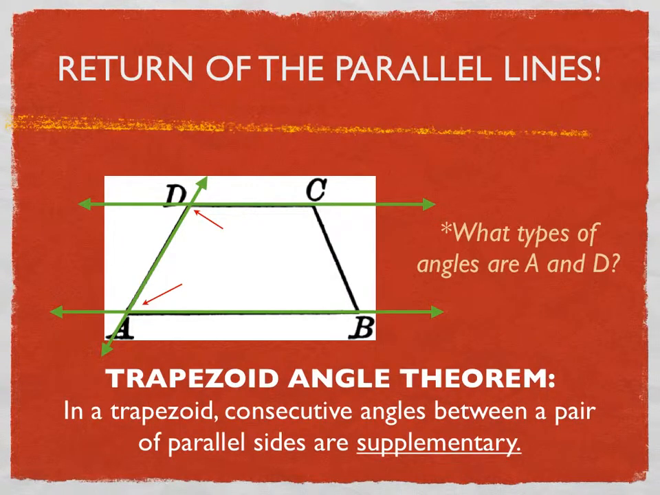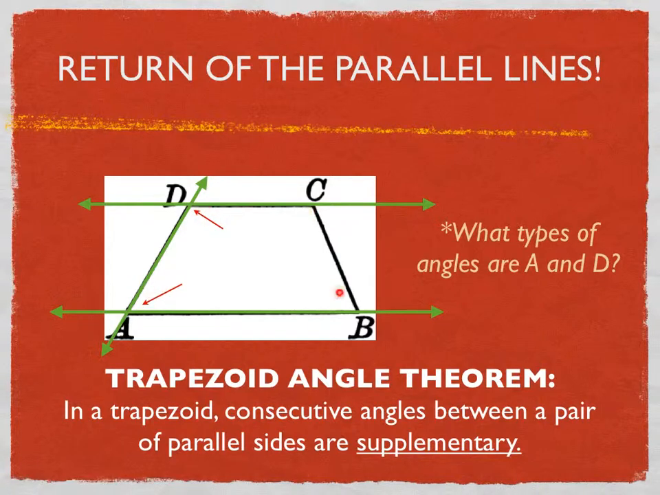We have a theorem called the trapezoid angle theorem. Consecutive angles between a pair of parallel sides, which sounds confusing, but when you look at it in the picture, it makes sense. Those angles are supplementary, okay? So, like this angle and this angle are not supplementary, but the ones that are between the bases, this one and this one, like D and A, those angles have to be supplementary.